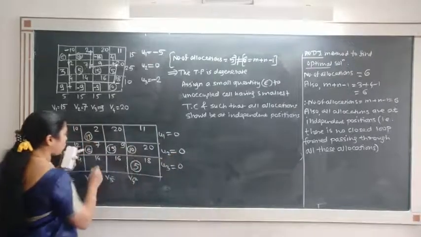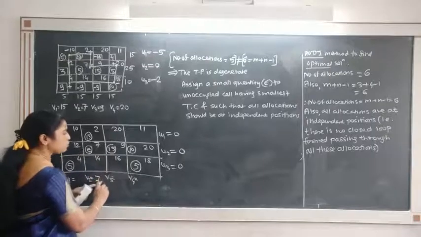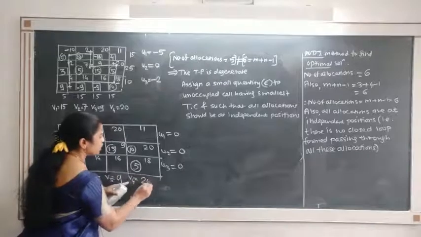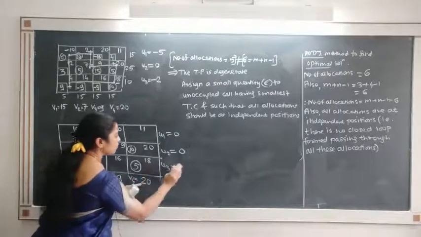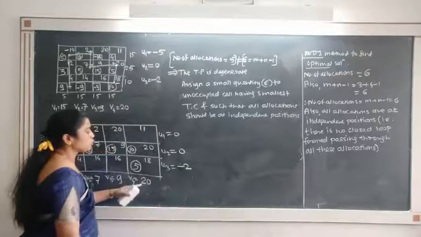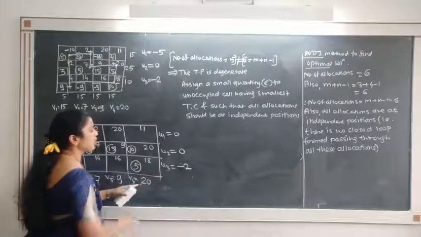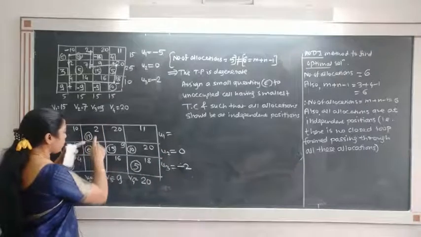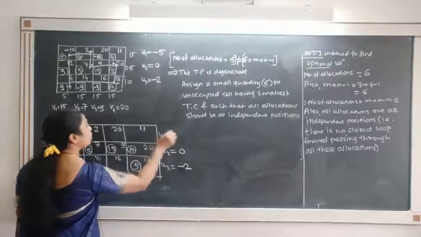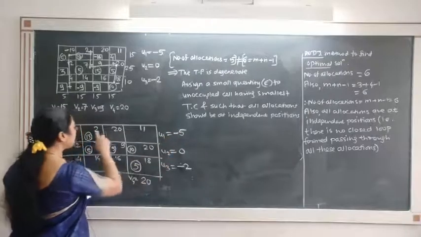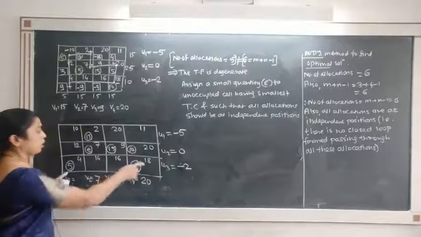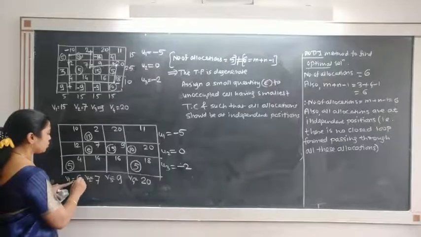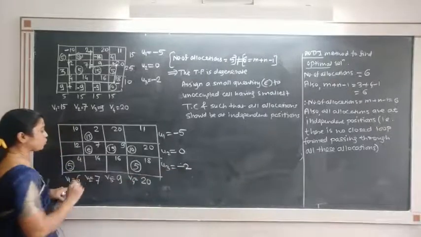Now because this is 0, V2 must be equal to 7, so that 7 plus 0 is equal to 7. V3 must be 9, V4 must be 20. Because V4 is 20, U3 must be equal to minus 2, so that 20 minus 2 becomes 18. Now this one, because it is 7, we want U1 equal to minus 5, so that 7 minus 5 is equal to 2. Now this value is minus 2, so V1 should be equal to 6, so that 6 minus 2 is equal to 4.